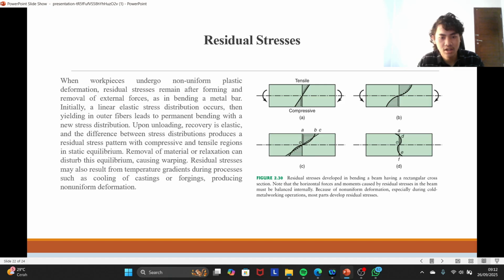Removal of material or relaxation can disturb this equilibrium and cause warping. Residual stress may also result from temperature gradients during processes, such as cooling, casting, or forming, producing non-uniform deformation.